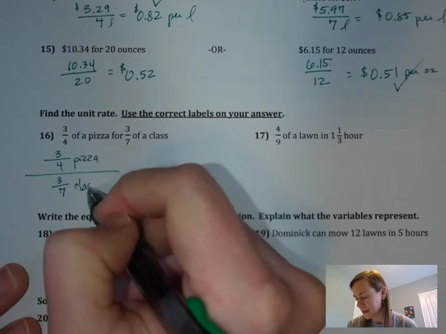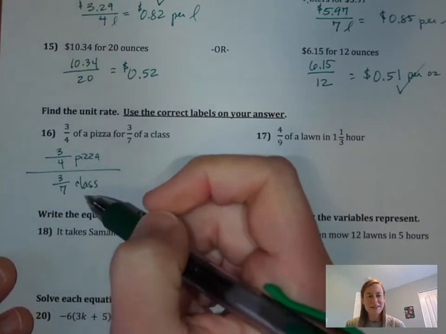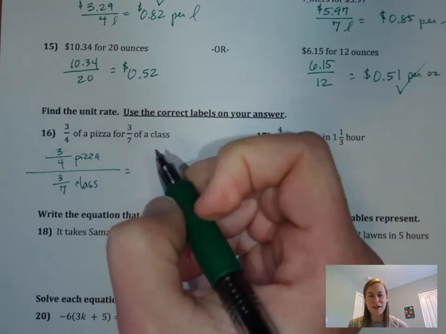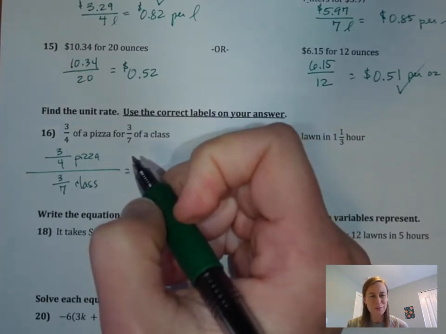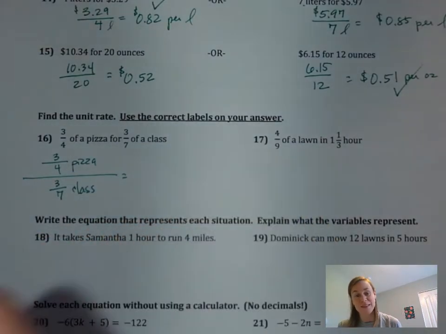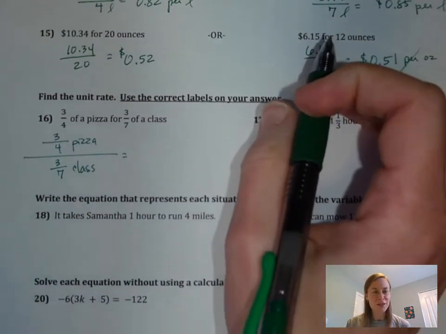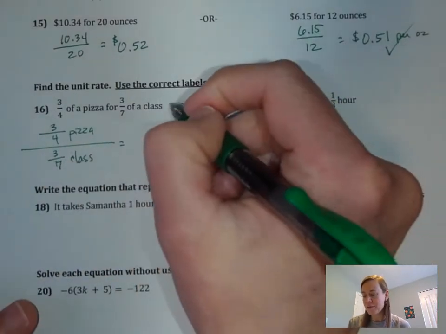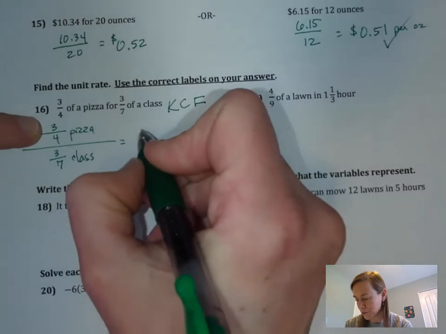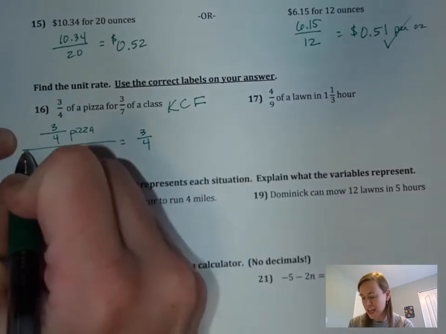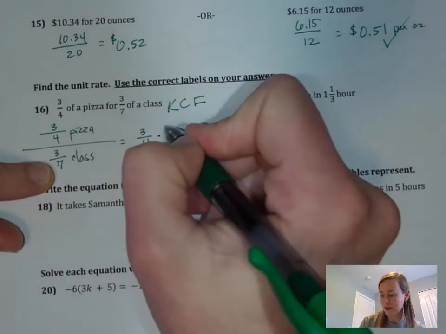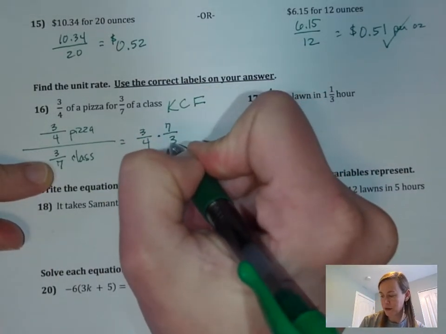So this, like I said, is going to tell us how many pizzas per class. That is more intuitive, more obvious than figuring out how many classes per pizza. For one thing, I'm sure a class could probably eat more than one pizza by themselves. Let's go ahead and solve our problem. So this is a keep, change, flip situation. So we're going to keep the 3/4. We're going to change the division into multiplication. And we're going to flip the last fraction, 7/3.